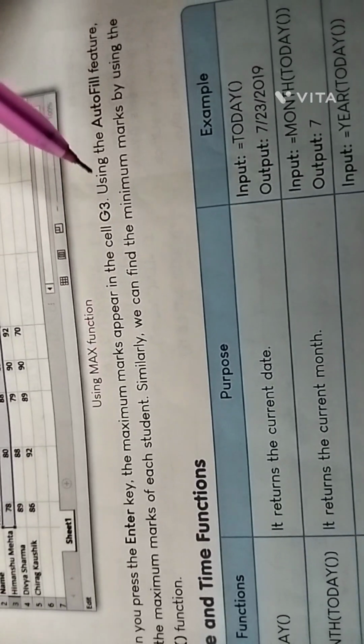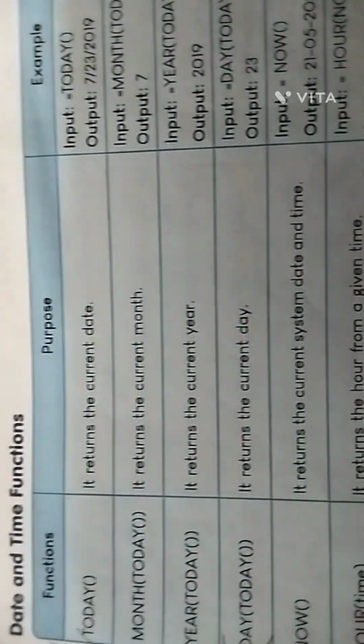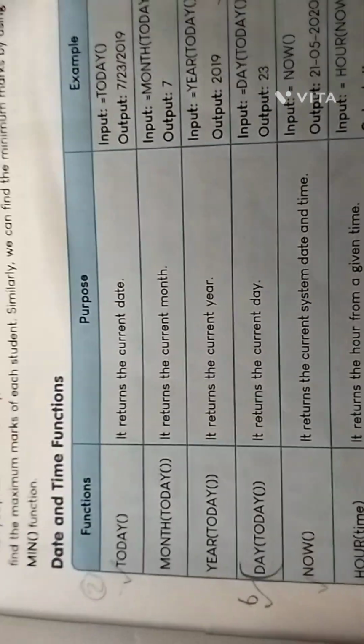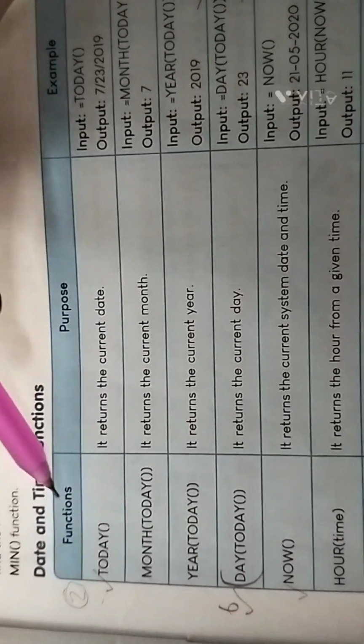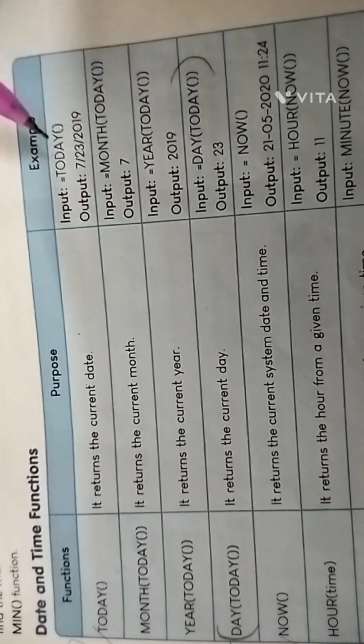Similarly, we can find the minimum marks by using the MIN function. Date and time functions: TODAY function. Purpose: it returns the current date.